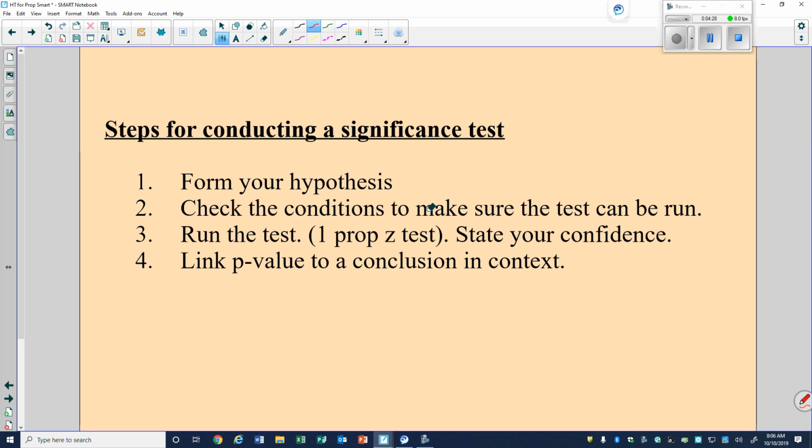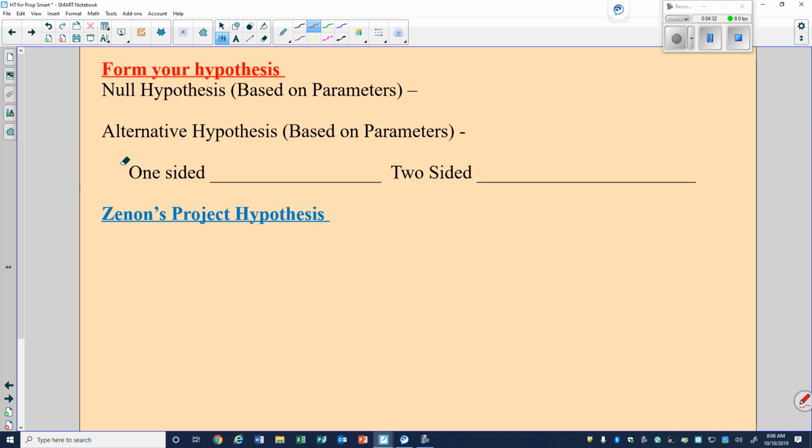We're going to have 4 steps to this hypothesis test. You can read those there. I'm going to work through each one of them with you, starting with step number 1, where we're going to form our hypothesis. Your hypothesis has 2 parts. It has a null hypothesis, which is represented by H naught or H sub 0.